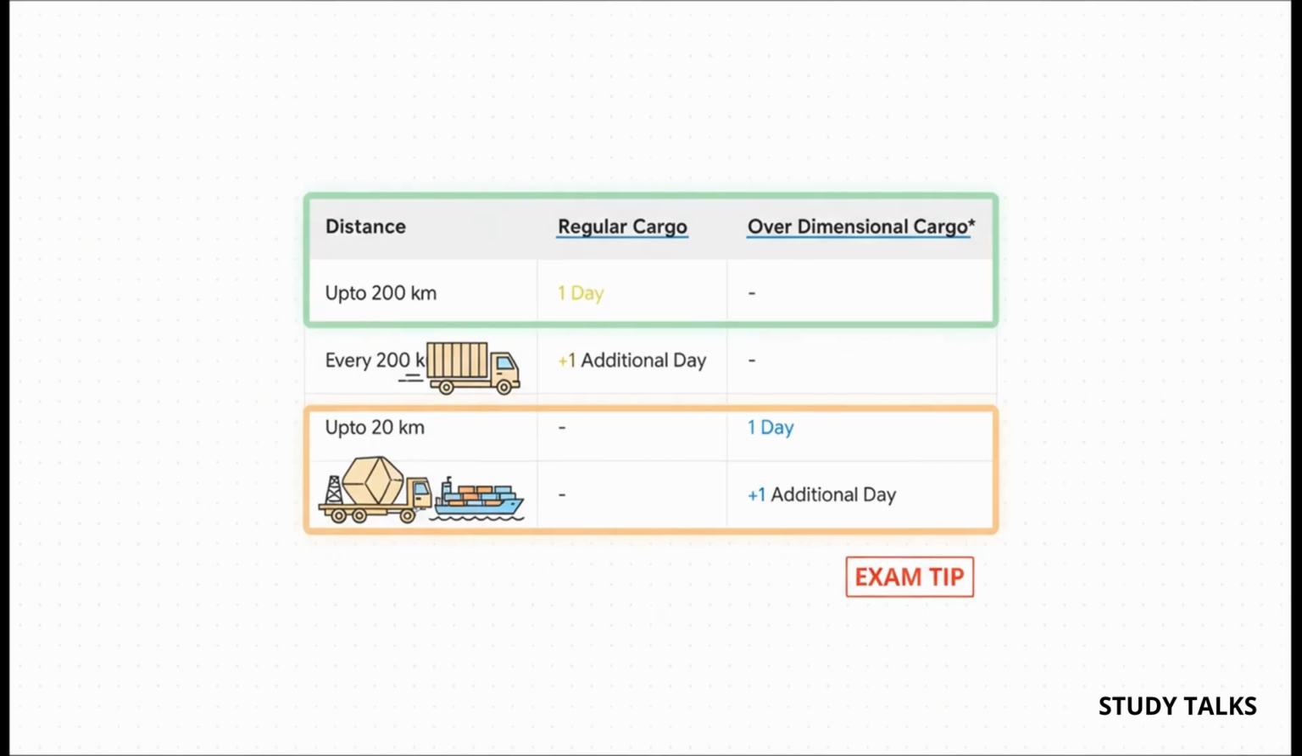So, how long is an e-way bill actually good for? Well, it depends on what you're shipping. For basically all normal cargo, the rule is 1 day of validity for the first 200 kilometers. For every additional 200 kilometers, or even a part of it, you get one more day. But if you're moving something huge, what they call over-dimensional cargo, or if the journey involves a ship, the rules get way tighter. For those, it's 1 day for just the first 20 kilometers and 1 extra day for every 20 kilometers after that. You have to know which rule to apply.